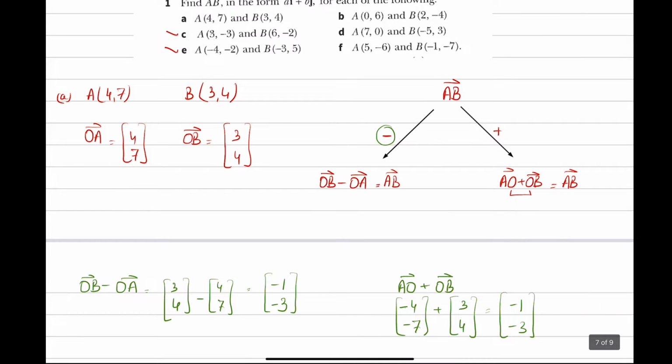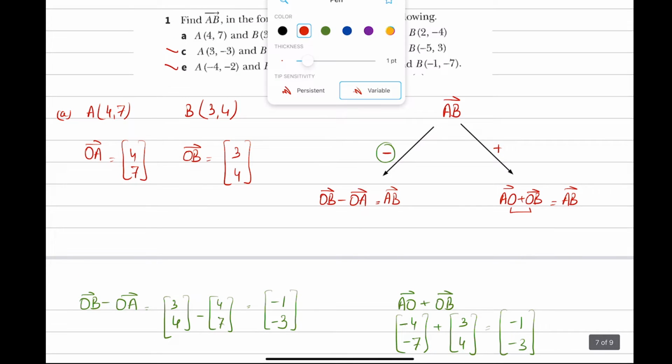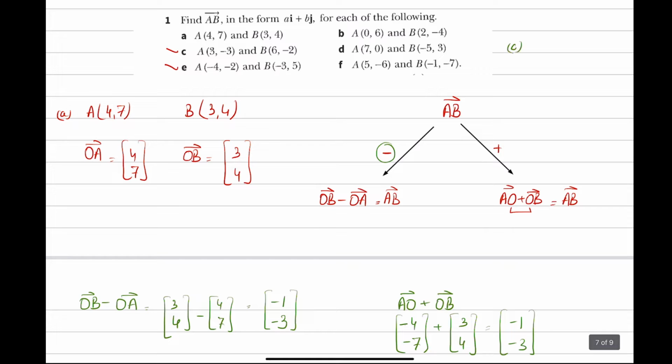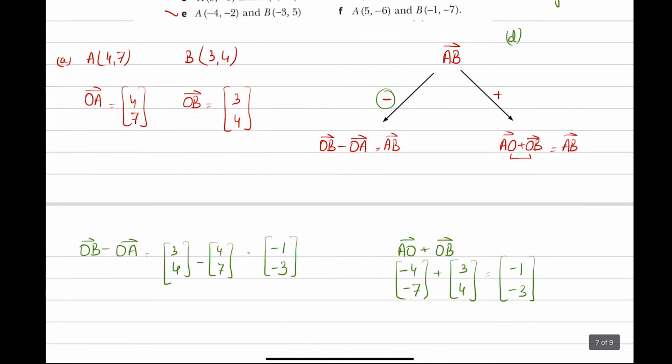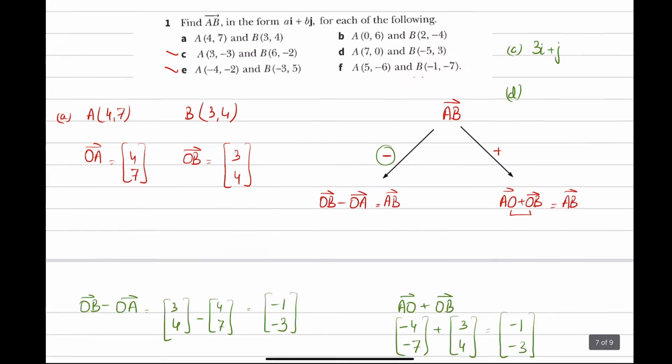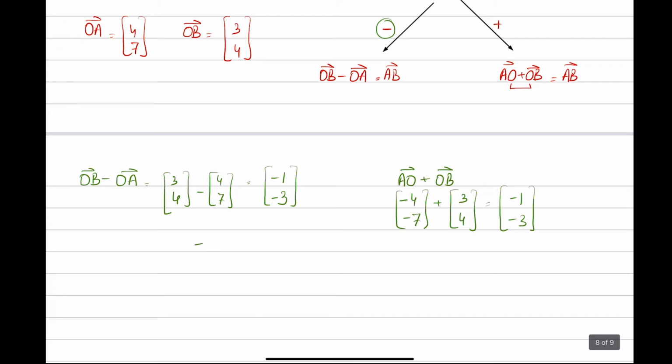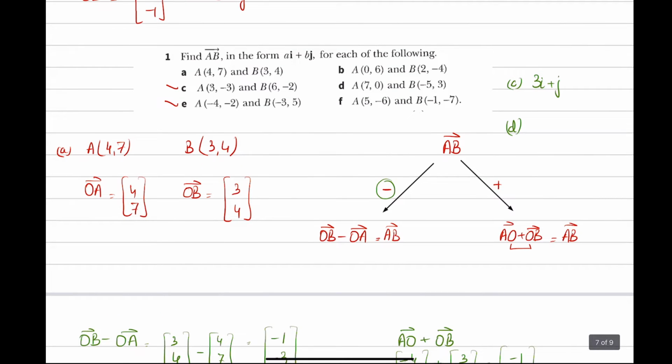Where is it? 1 and 7? It's 1 and 7. Good job. So the answer to part C is 3I plus J. The answer to part D. I just realized that we were supposed to give the answer in the form of AI plus BJ. So it's going to be minus I minus 3J for the first part. And for part D, it's going to be I plus 7J. That's correct.